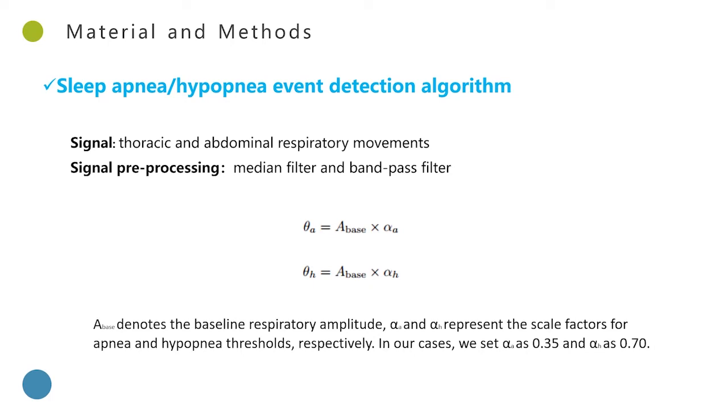We calculate the amplitude of the respiration series. The processed amplitude of the respiration series was used to generate our key value, baseline respiratory amplitude, which was defined as the median of the second to fourth highest respiratory amplitude within the first 2 minutes. The respective thresholds for apnea and hypopnea were then defined below.